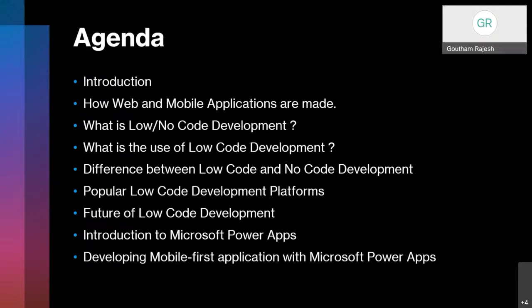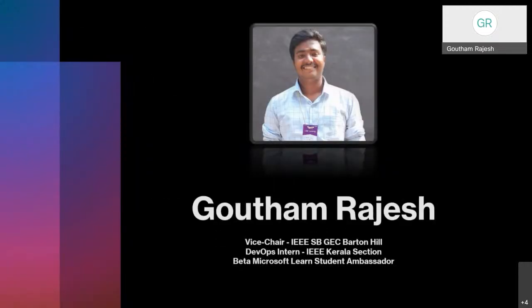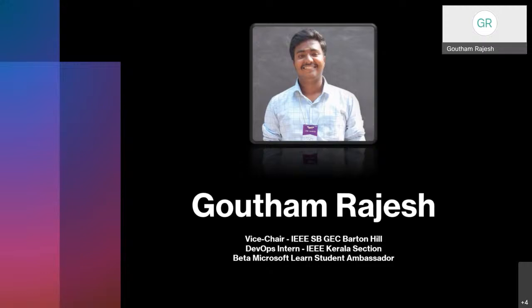Okay, so now let's move on. Introducing myself, my name is Gautam Rajesh. I am currently the Vice Chair of IEEE Student Branch, Government Engineering College, Barton Hill. And also, I serve as a DevOps intern at IEEE Kerala Section. Also, I am a Beta Microsoft Learn Student Ambassador. Being a Beta Microsoft Learn Student Ambassador, I am able to have access to most of the premium suites of Microsoft Enterprise products, which enables me to present various aspects of this topic today.